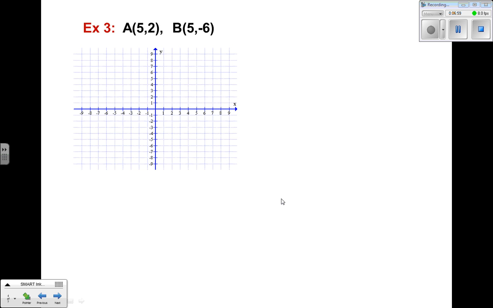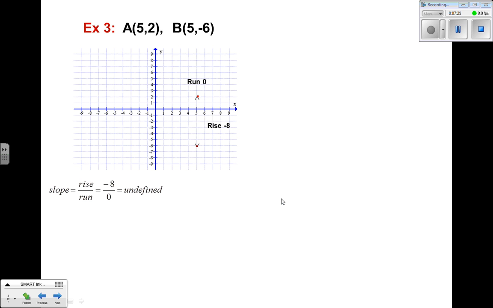Here's a third example. I want you to plot the 2 points and draw the line. So there's (5, 2), there's (5, -6). I draw the line connecting them. And to move from one point to the other, I can count down 8, starting from the top point, moving to the lower point. Now, because it didn't move left or right, that is a run of 0.